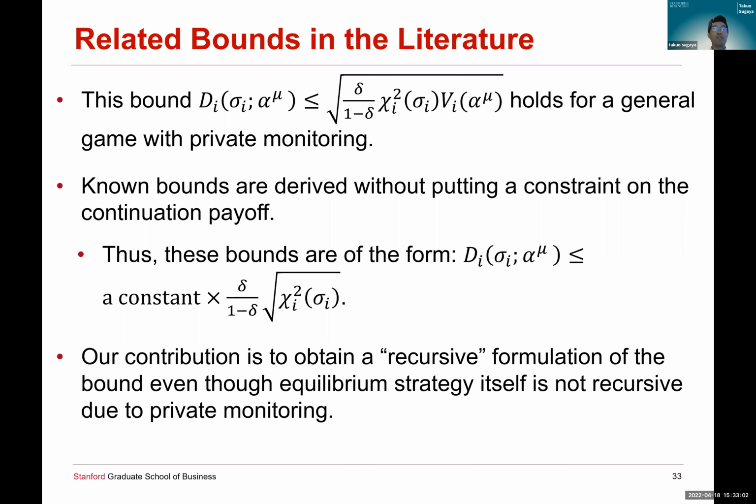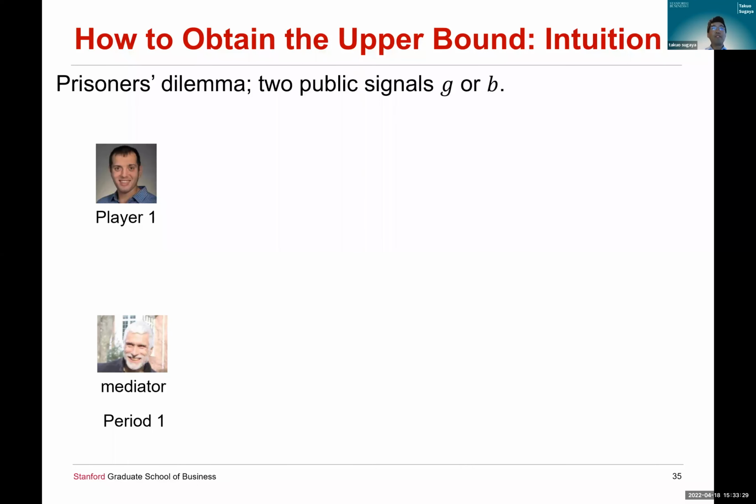And we need to do this by putting some sort of a recursive bound on computation payoff. But it's well known that in the context of private monitoring, or private strategies in public monitoring, exact equilibrium strategy distribution doesn't admit any useful recursive formulation. So that's a challenge. And how we do it, rather than going through the proof, I'm gonna just give you some intuition, okay?